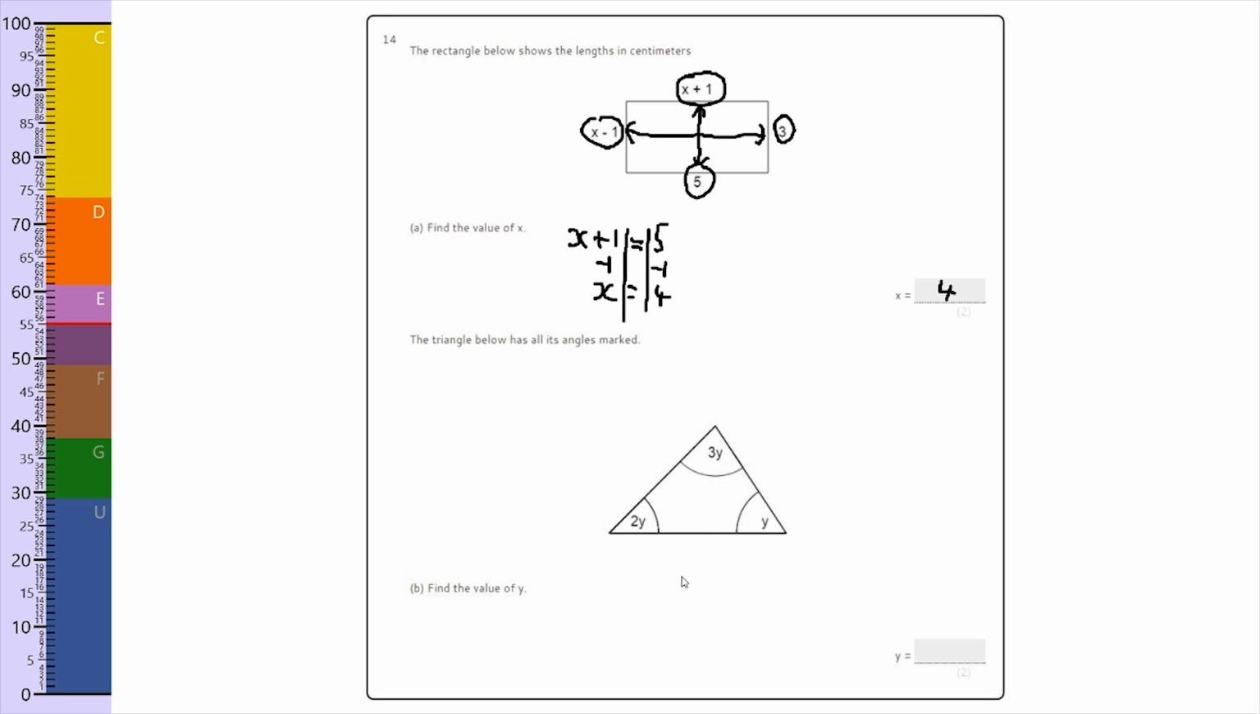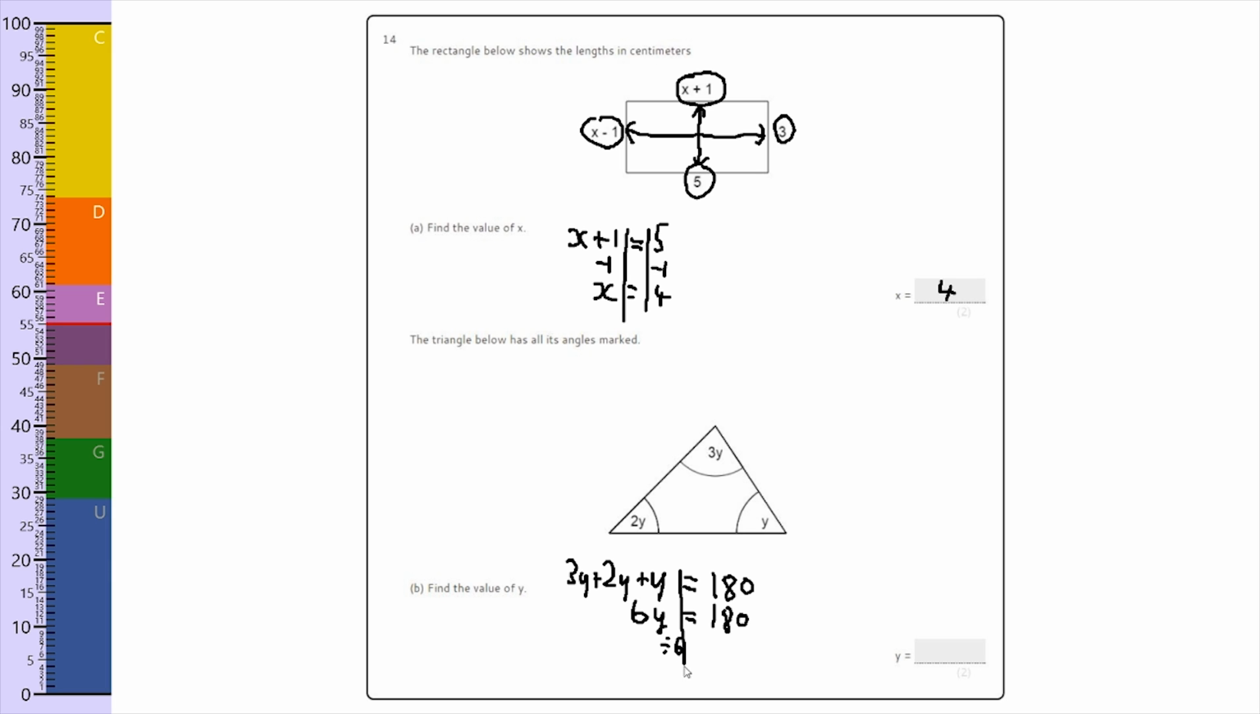So whenever you have questions like this, where you've got things written as algebra in the question, but you know it as a number, you'll always use the equal sign. So as a number, the angles are 180, and in algebra, they are 3y plus 2y plus y. Now you can simplify that. 3y plus 2y is 5y plus a y is 6y, which equals that 180.